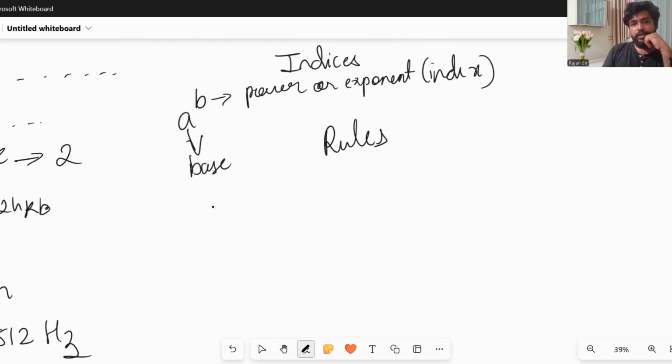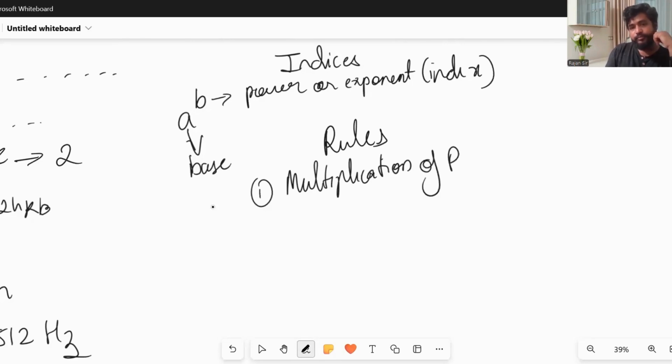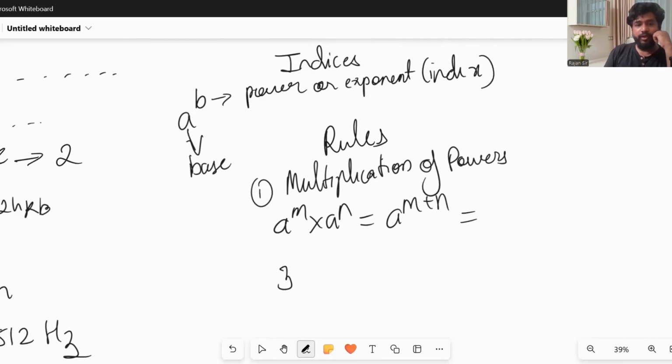So generally we have the rules. First, we call it the multiplication rule. Multiplication of powers. Okay, so we have a raised to m into a raised to n is equal to a raised to m plus n. So when the bases are the same, we add the powers. Here's an example. We have 3 raised to 5 into 3 raised to 2. We can add, 3 raised to 5 plus 2.